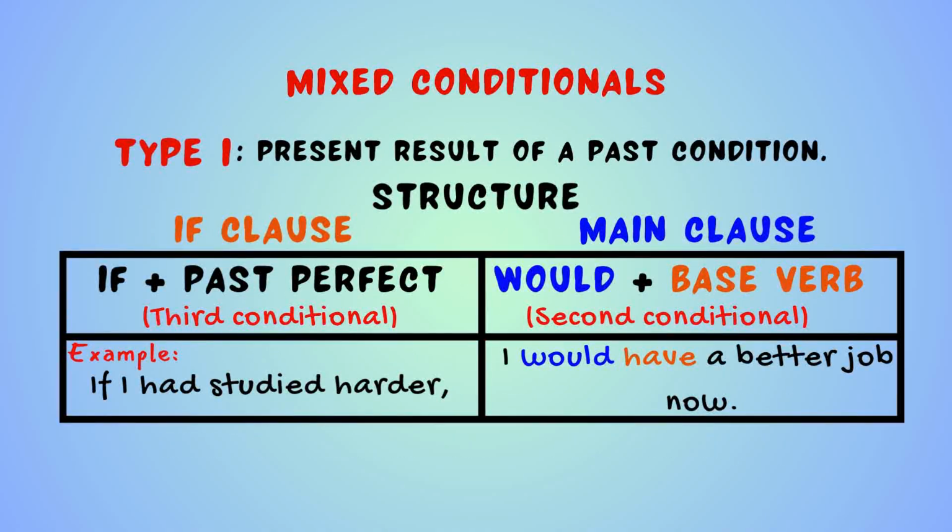Mixed conditionals. Type 1. Present result of a past condition. Structure. If clause, if along with the past perfect. Third conditional. Main clause, would along with the base verb. Second conditional. For example, if I had studied harder, I would have a better job now.